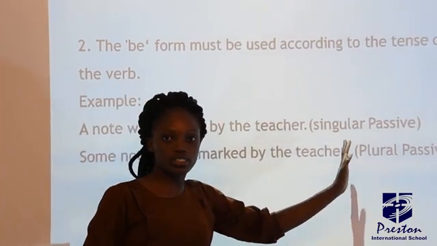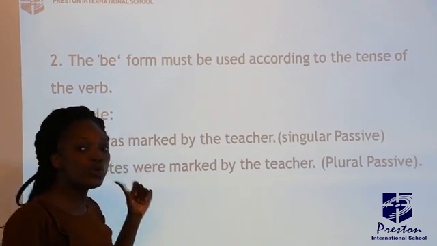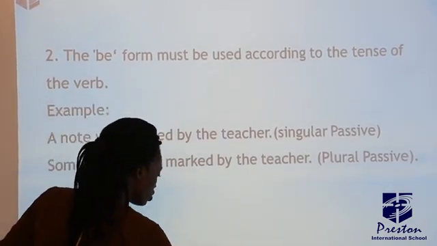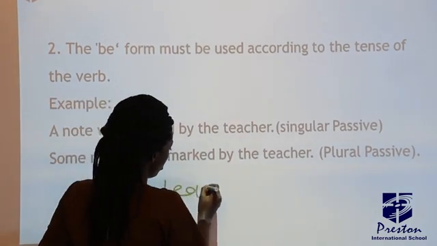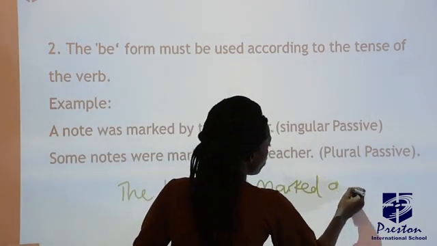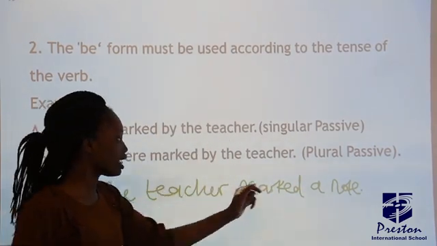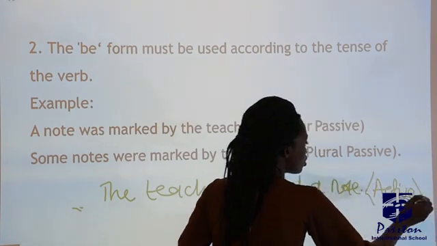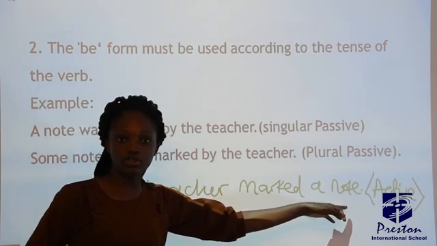This has been changed to passive. So it means the active form of this is the teacher marked a note. I'm going to write the active form of that. The teacher marked a note. So it's just one note that was marked by the teacher. Now that is the active form of that. That's singular. If the object is singular, you must take note of that.